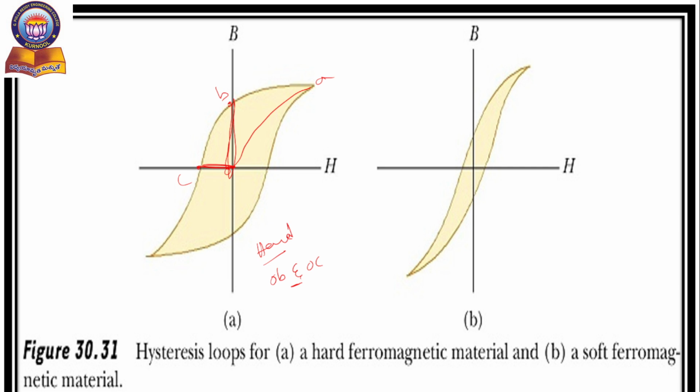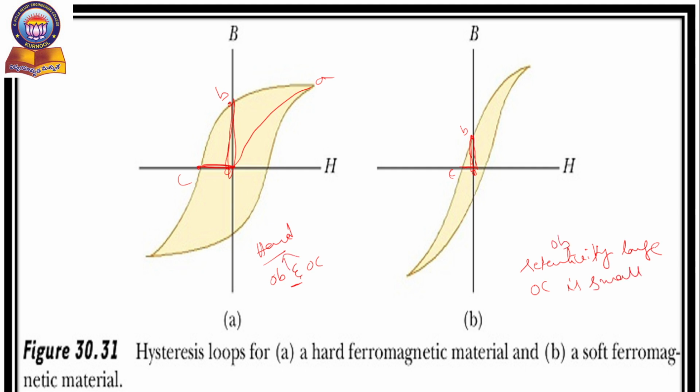Then what happens for soft magnetic material? Again this is O. The area of the hysteresis loop is very small for the soft magnetic material. Then this is B. OB is also somewhat large, meaning retentivity is also high for soft magnetic material. But what about OC here? Coercivity is small. OC is small. So OB is large, OC is small.